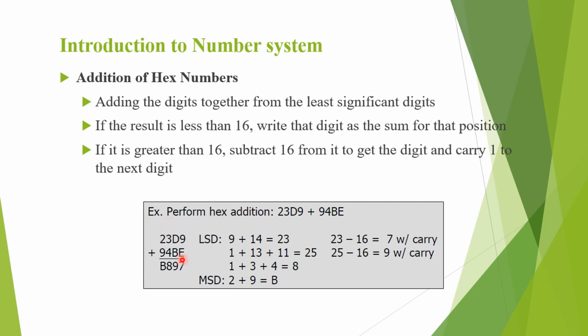So now 1 plus 3 plus 4 gives the answer 8. This is less than 16, so it is written as it is. Next, add 2 and 9. 2 plus 9 is 11, which in hexa is B. So we get the result B897. So the addition of 23D9 plus 94BE is B897.